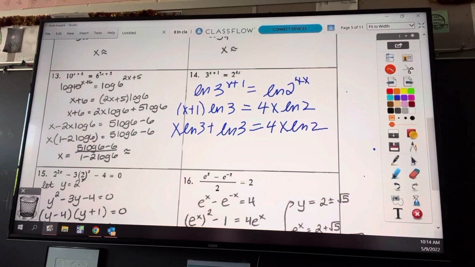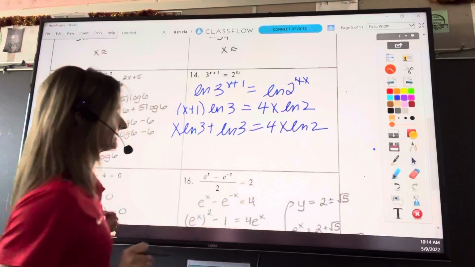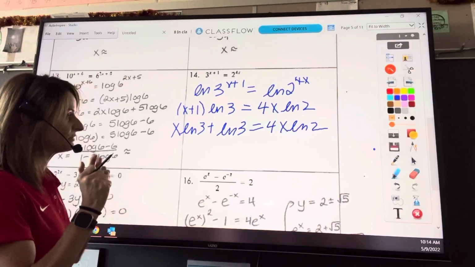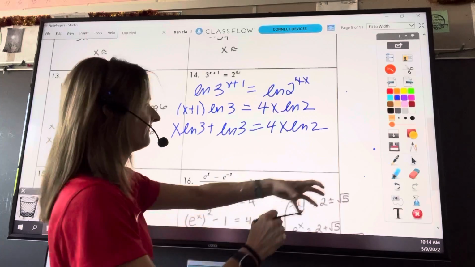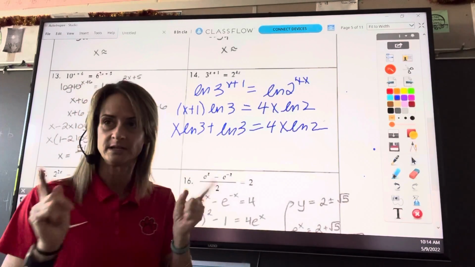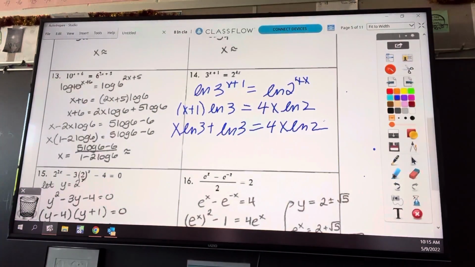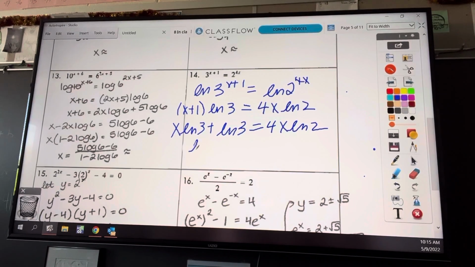Okay, so now we've got 3 terms, and 2 terms that have x's in them. So we're going to take those terms that have x's, move them to the same side, and then factor out the x, just like we did last class. So it's algebraic manipulation. I'm going to keep the natural log 3 on this side, and I'm going to subtract the x natural log 3 from both sides. So on the other side will be 4x natural log 2 minus x natural log 3.